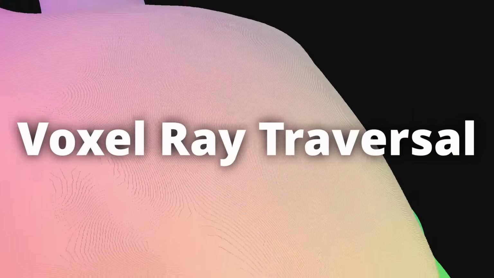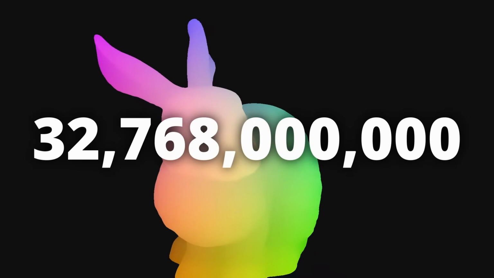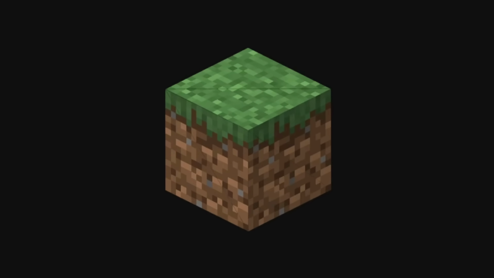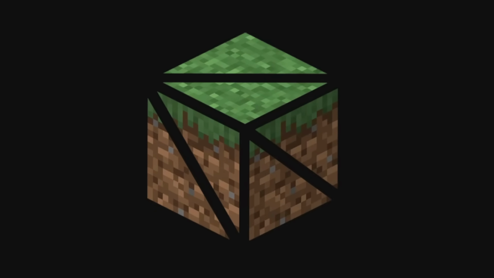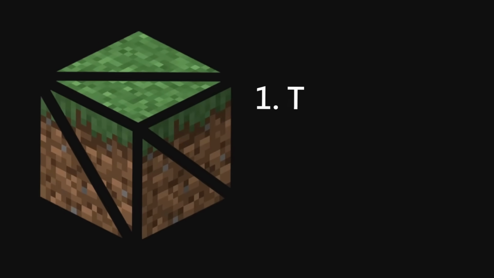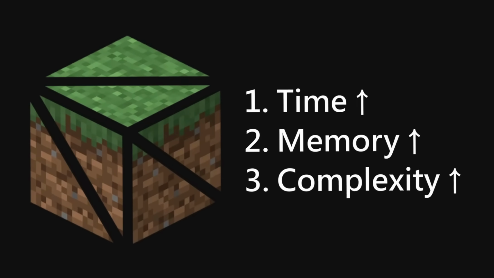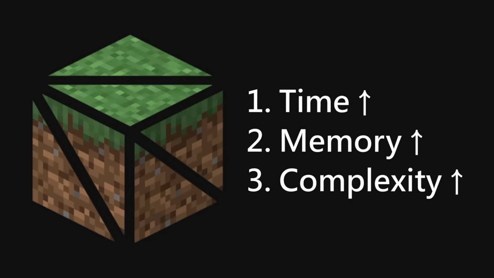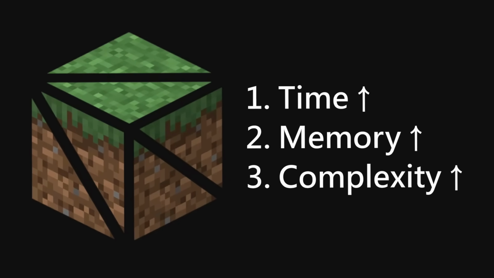Today we're reinventing voxel ray traversal from scratch to be able to render over 32 billion voxels in real time. Most voxel games, like Minecraft, convert their worlds into triangle meshes to render them. To me, this has always felt like a compromise. We waste time, memory, and complexity converting perfectly good voxel data into triangles because GPUs are optimized for triangle rasterization.